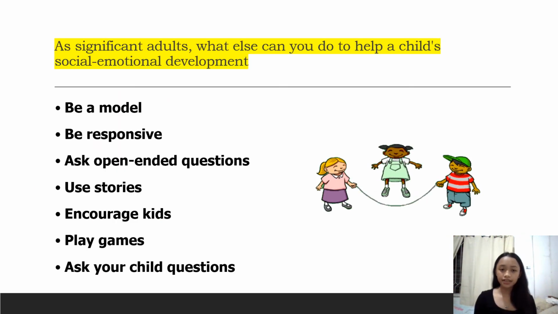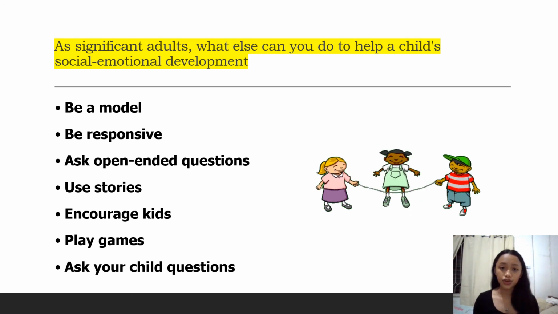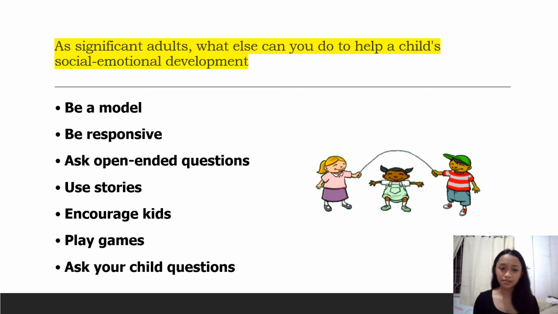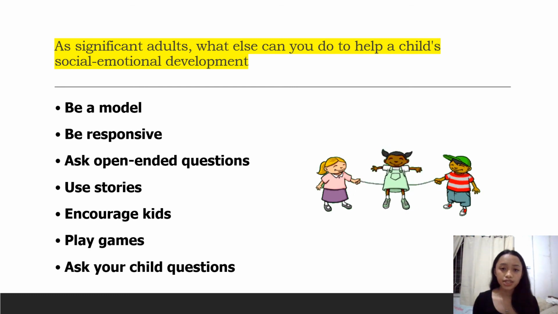So, as significant adults, what else can you do to help a child's social and emotional development? First, be a model of the emotions and behaviors you want your child to show, because you are your child's first teacher and they look up to you as a role model. At home, you must be the model for your children because what your children see is what they follow. Second is be responsive. Be responsive to your child's emotions and behavior. Responding will help develop trust between you and your child. Yes, that is true, because trust these days is very hard to acquire. So, as a parent, you must be responsive towards your children.